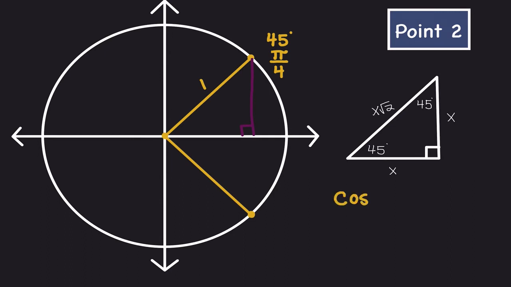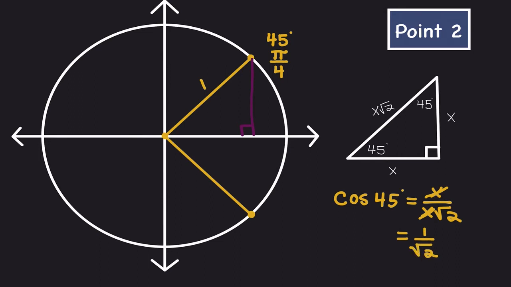Cosine of 45 degrees. Well, if we use our generic 45, 45 isosceles right triangle right above, cosine is, from SOH CAH TOA, adjacent over hypotenuse. So our adjacent side was x, and our hypotenuse is x root 2. You can see those x's, by rules of fractions, are going to cross out, and we're going to be left with 1 over root 2.